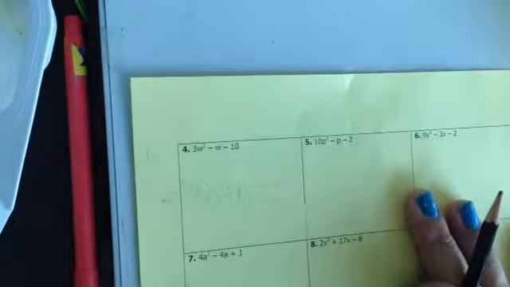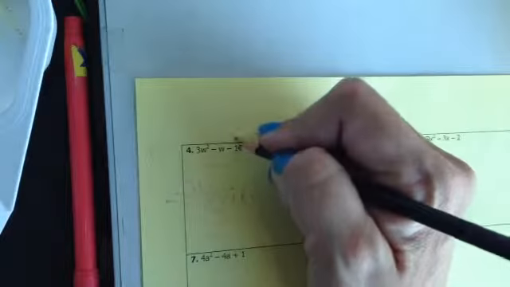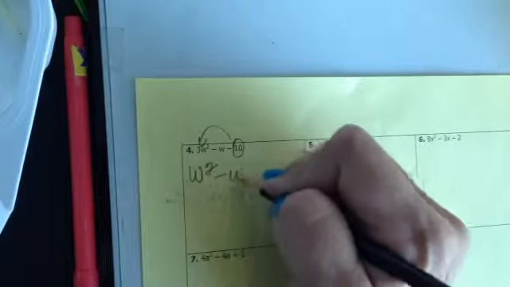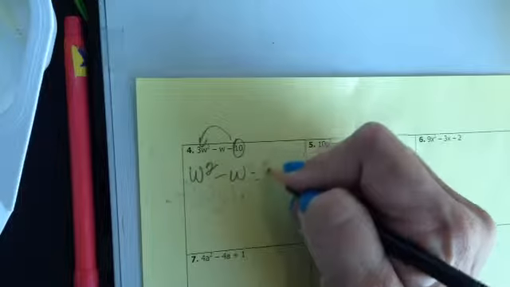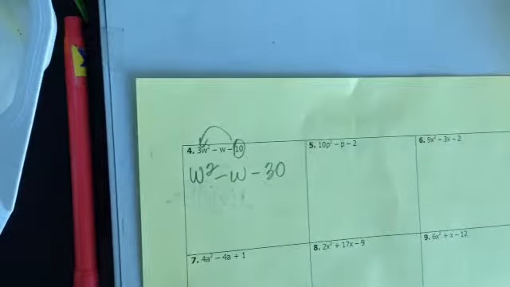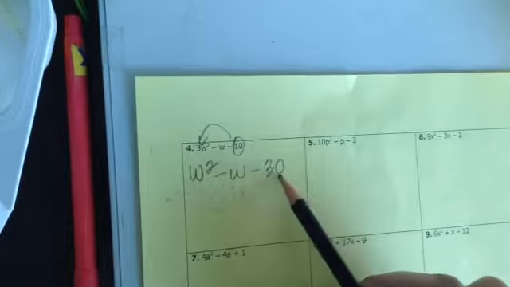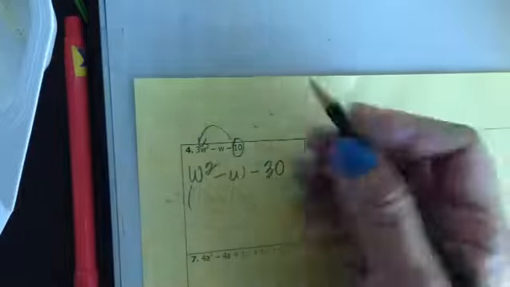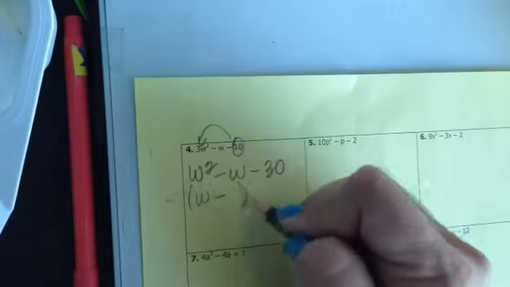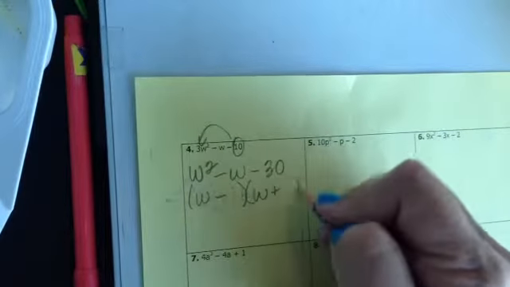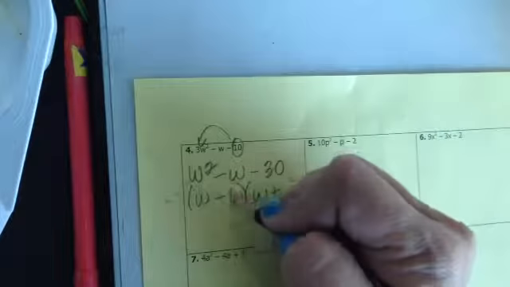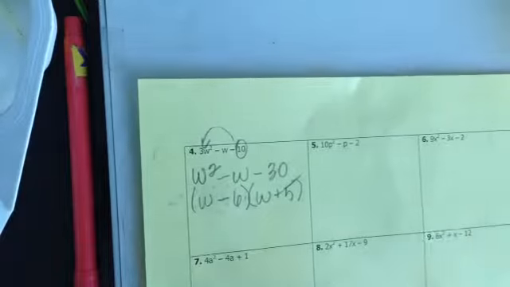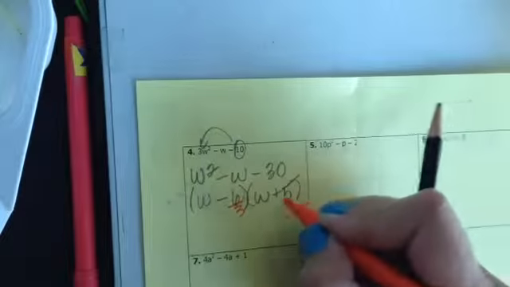Number 4. Take my 10, multiply it by 3. I'm factoring w squared minus w minus 30. I'm going to need a 5 and a 6 to get 30, because that's how I'll have a difference of 1. And it's going to have to be a minus and a plus. I want my 6 to be the negative and my 5 to be the positive. I'm going to go back and divide by my a.